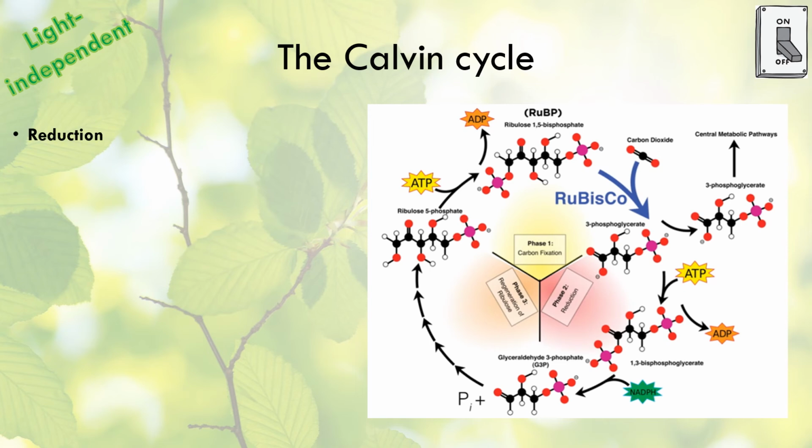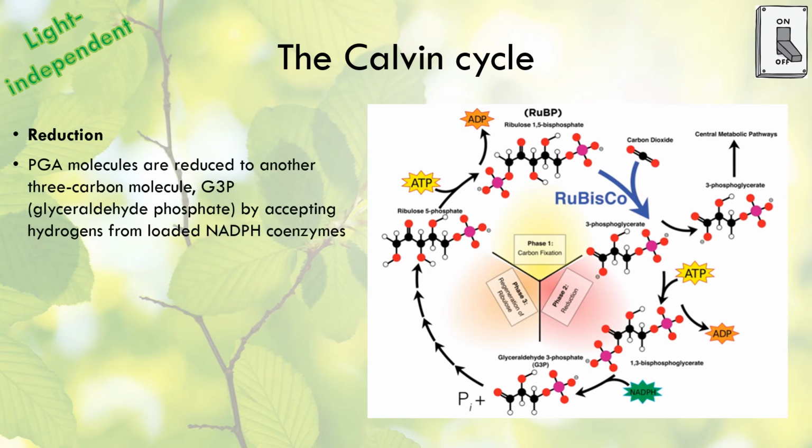We then come into the reduction process. So the reduction process is this section over here. And this is where our PGA molecules are reduced to form another 3-carbon molecule, the G3P, so the glyceraldehyde phosphate, by accepting hydrogens from our loaded NADPH. So here's our NADPH, it accepts that and forms this G3P molecule here.